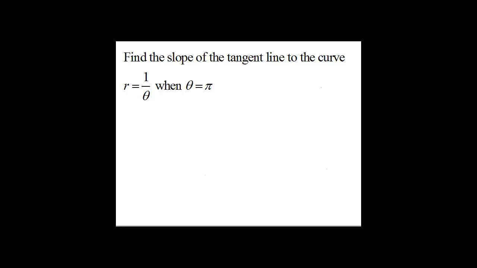So we want to find the slope of the tangent line to the curve r equals 1 over theta when theta equals pi. It's not necessary to draw a graph, it doesn't say that, but it's always a good idea to do a quick sketch. It gives you a sense of what you're doing, and it also could help you pick up an error.